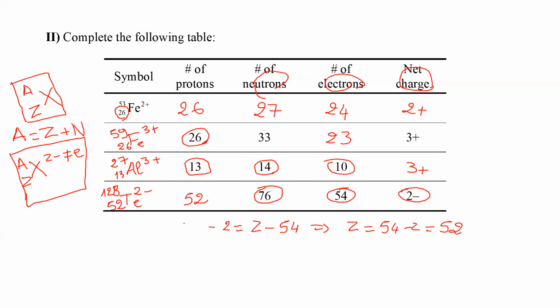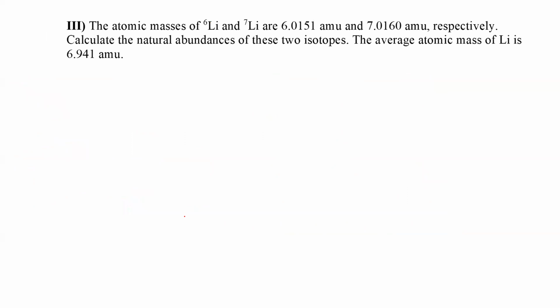Now for exercise number 3, we have the atomic masses of lithium-6 and lithium-7, which are 6.0151 AMU and 7.0160 AMU. And we need to calculate the natural abundances of these two isotopes. The average atomic mass of lithium is given as 6.941.